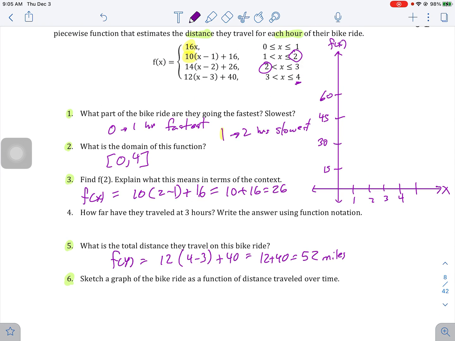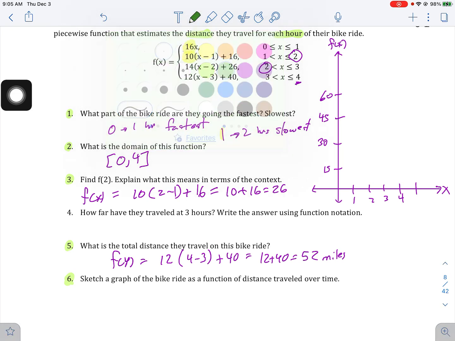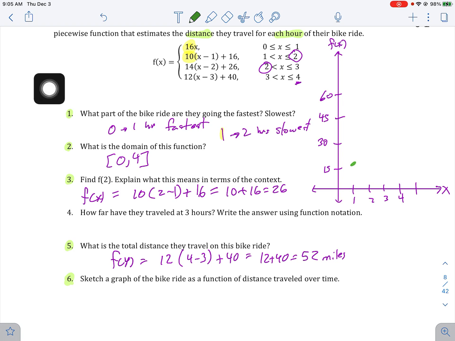So we're going to use some of this stuff with the point slope. I notice looking at this that at 1, there's a point slope, x minus 1 plus 16. That means there's a point at (1, 16). So I'm going to use that to help me graph it. So (1, 16) might be here. I also notice that at 2, there's a point (2, 26). So for this one, I'm going to go with something here.